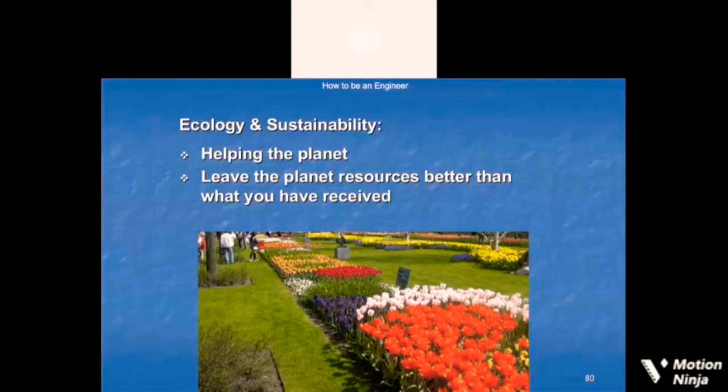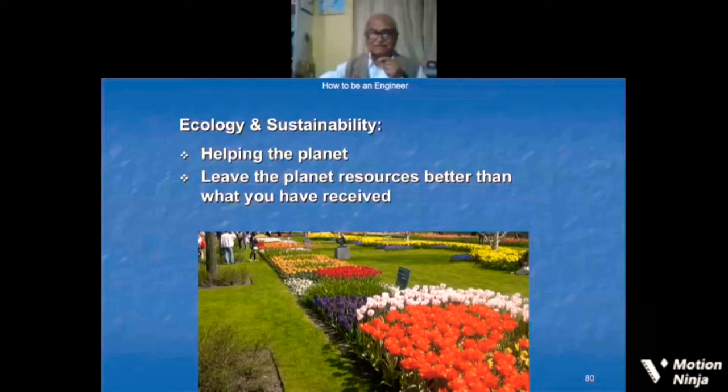Okay. Now, helping the planet. Leave the planet's resources better than what we have received. That is the most important thing. Leave the planet's resources better than what you have received.